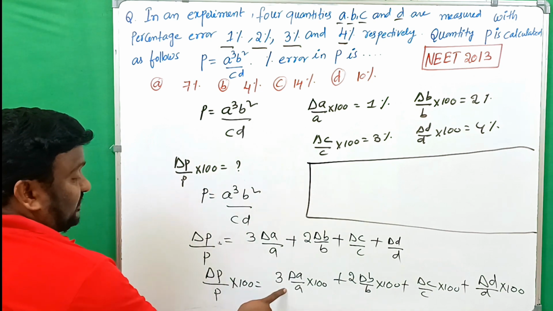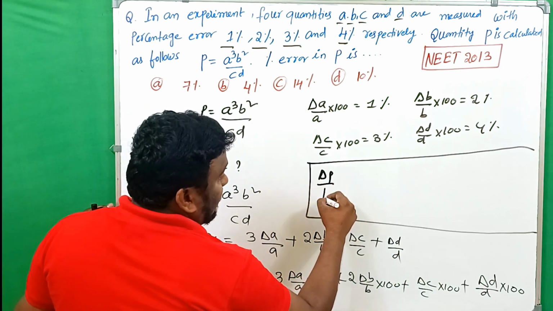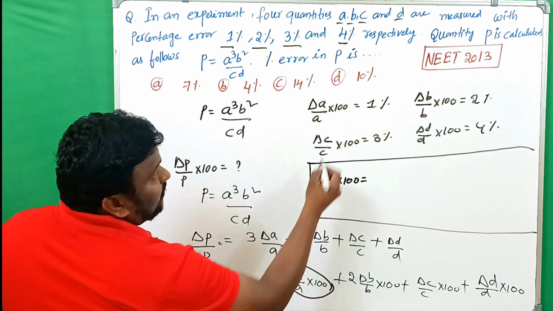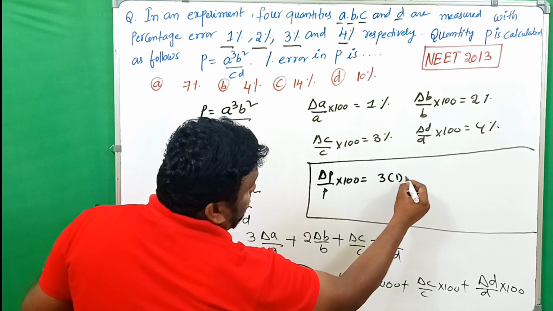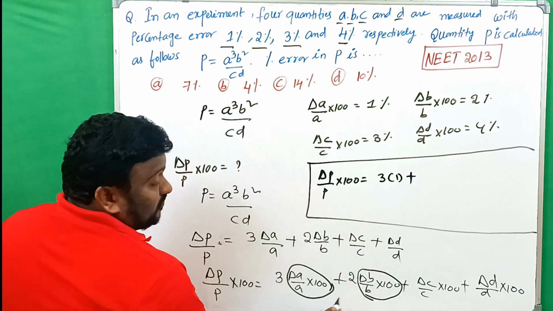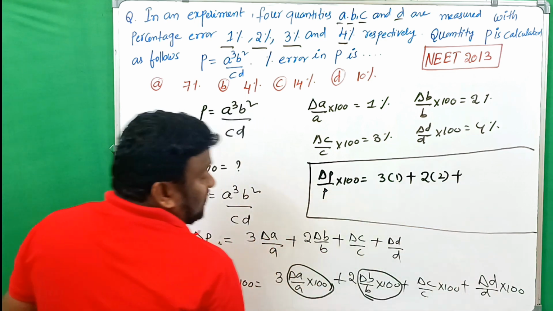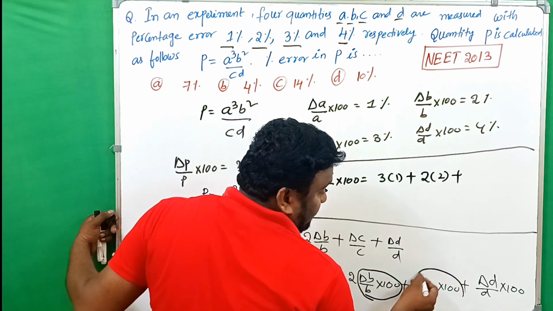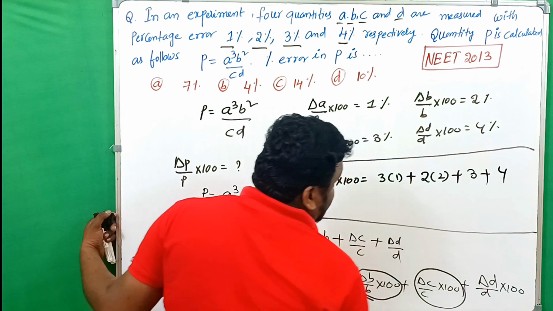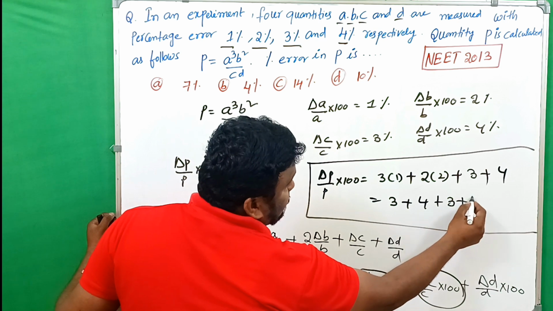Here what we know? Delta A by A into 100 is equal to how much? 1%. Therefore, delta P by P into 100 is equal to what? Instead of delta A by A into 100 you have to write 1. So 3 into 1 plus 2 into delta B by B into 100. Instead of delta B by B into 100 you have to write 2. 2 into 2 plus delta C by C into 100, how much was given? 3%. So 3 plus delta D by D into 100, which is 4%. Therefore 3 into 1 is 3, 2 into 2 is 4, plus 3 plus 4.